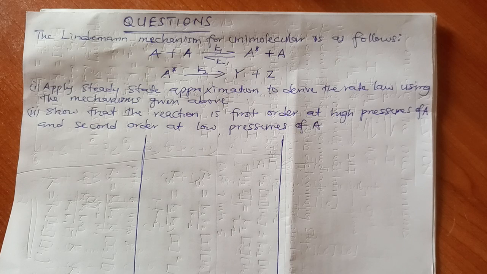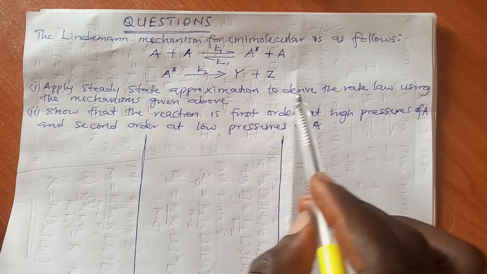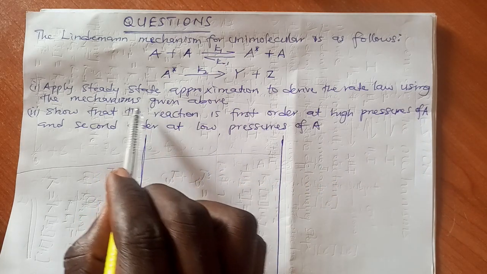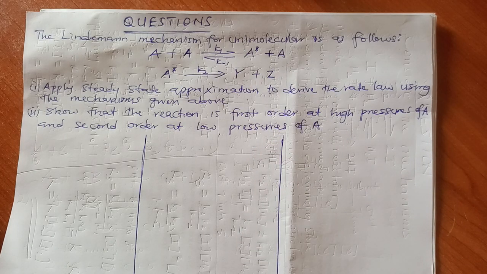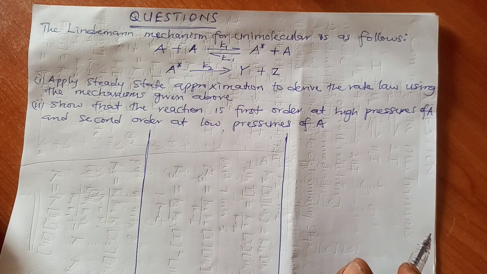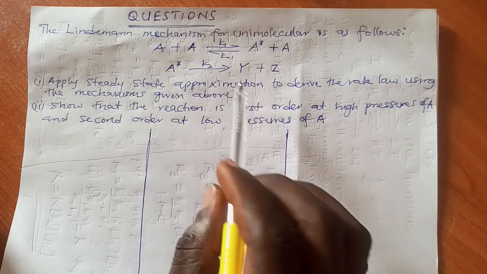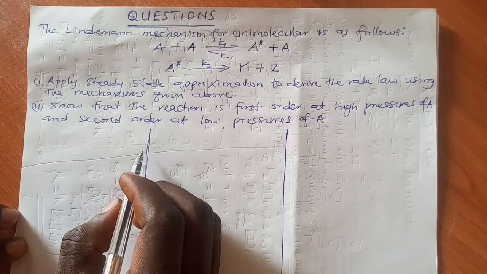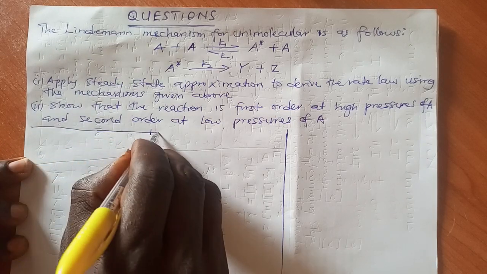This is a question that talks about the Lindemann mechanism for unimolecular reactions. This is the mechanism given to you, and the question states: apply the steady state approximation to derive the rate law using the mechanism given to you. That means you are going to be using steady state to derive the rate law. So whether or not they say use steady state, what you are looking for is the rate law using this mechanism.